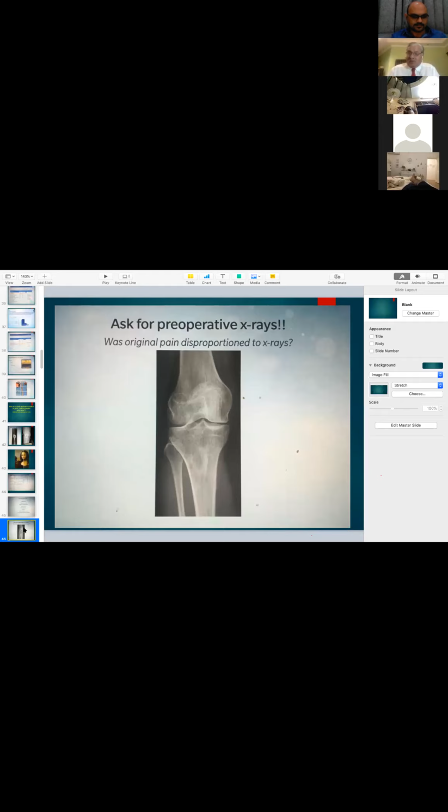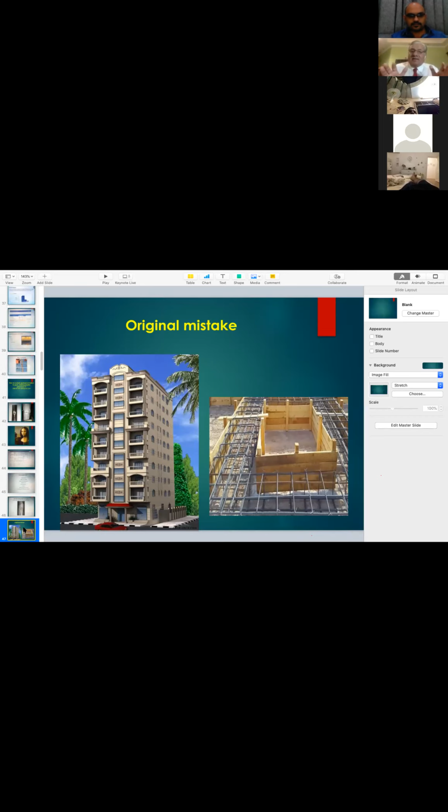So always ask about the preoperative X-ray, and what we call the original mistake. If the building is very good but the base is bad, the building is always a concern. What is the benefit of a nice building if the foundation is not good? So if you do a very nice surgery, but on the original X-ray there was no indication, this is the original mistake, and the patient will always be suffering and come to your clinic.